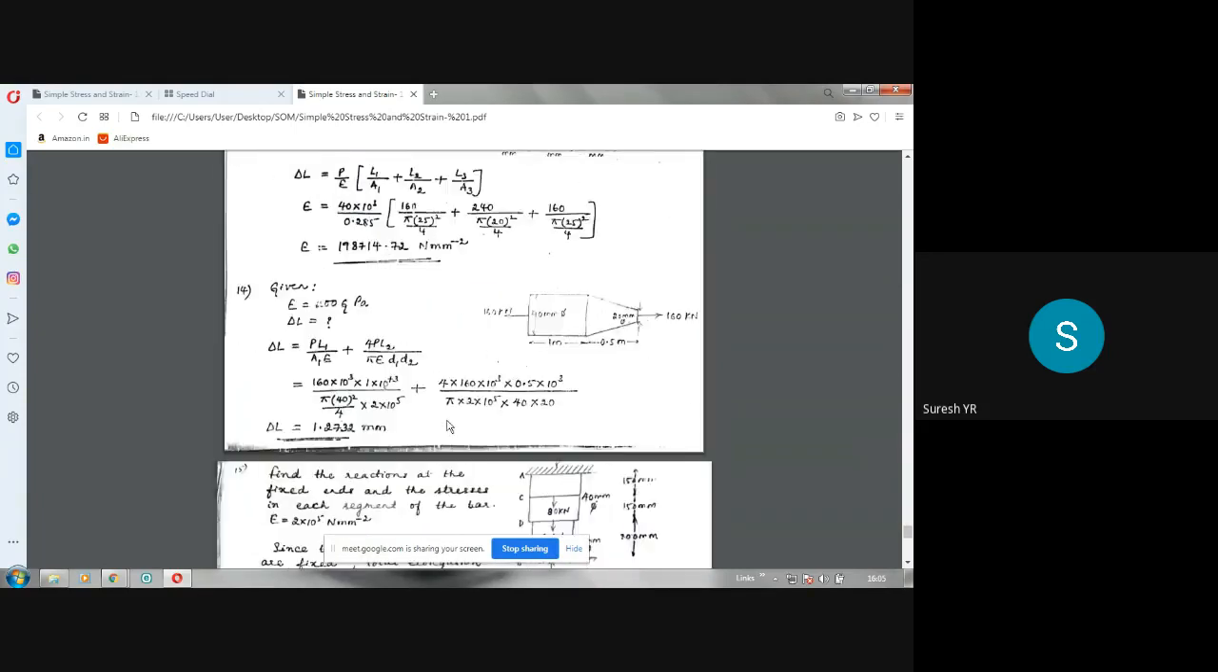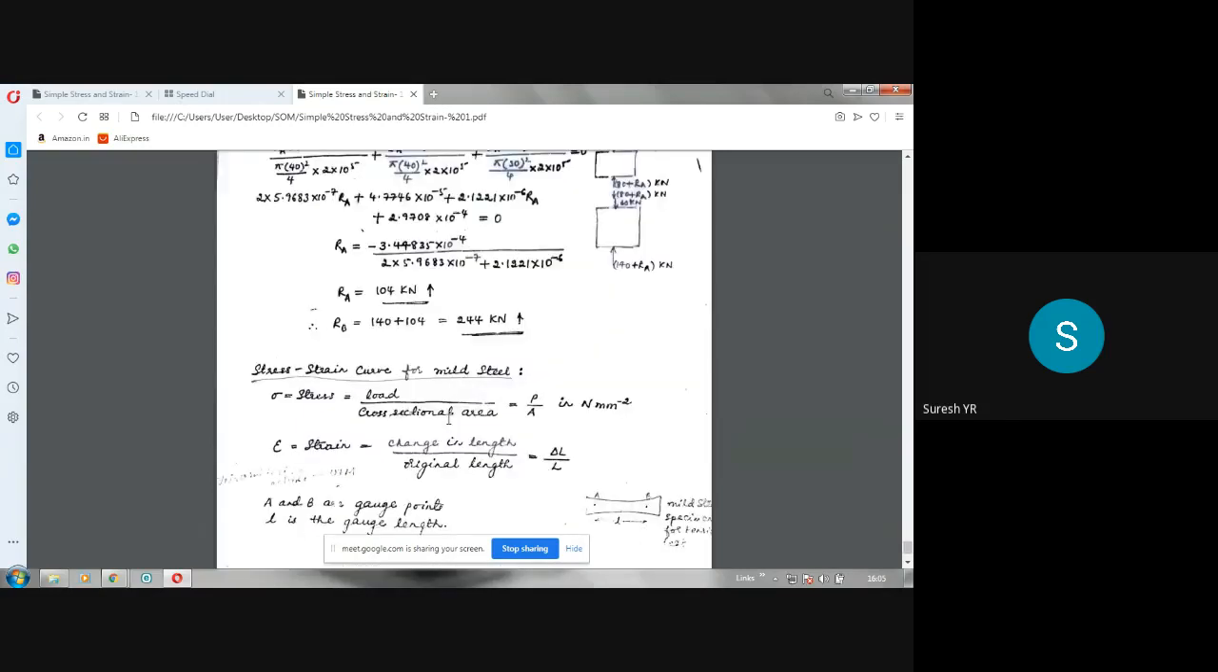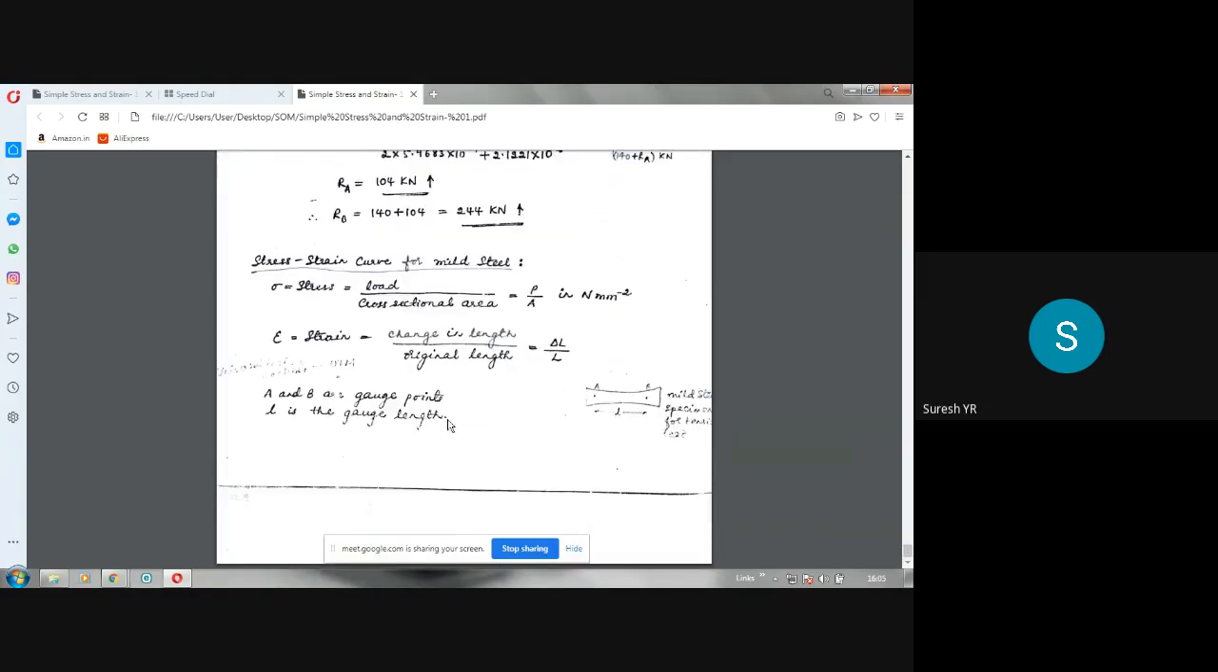You have to work on your own and check the answers. This is a lengthy chapter. First chapter is a very lengthy chapter, but very, very important. Whenever you want to analyze the strength of any material, stresses and strains and modulus of elasticity are very, very important. They are the governing parameters in analyzing the strength of any material.